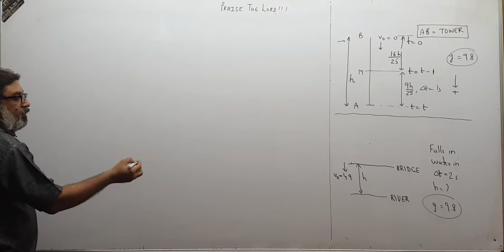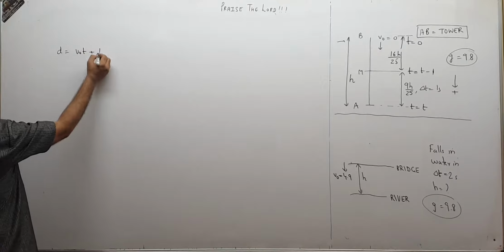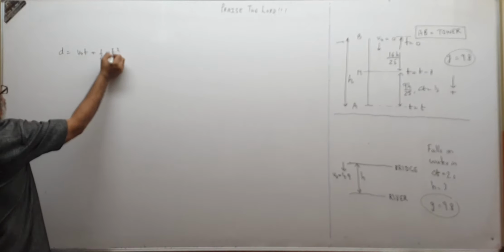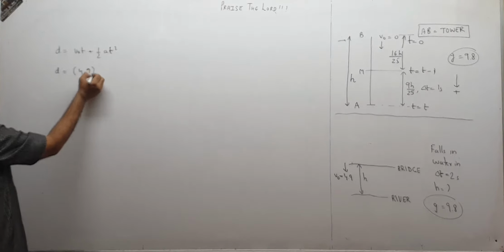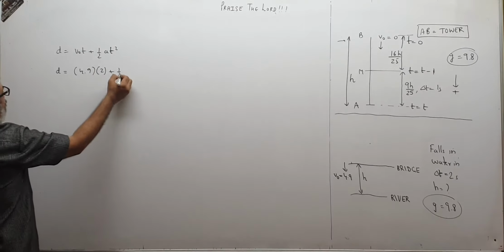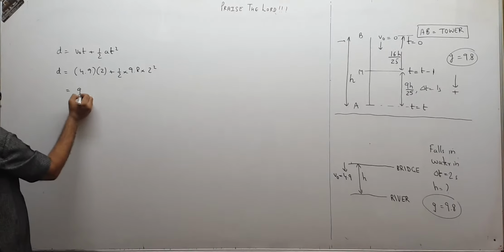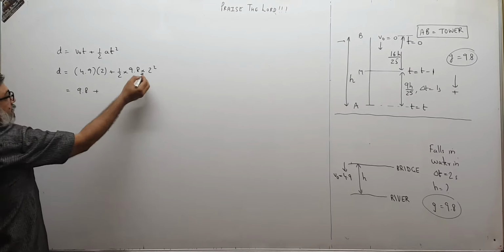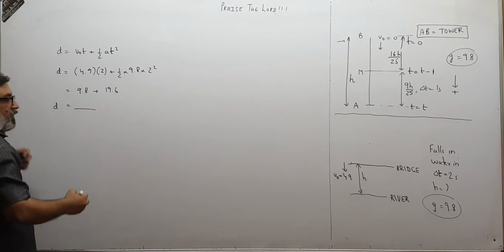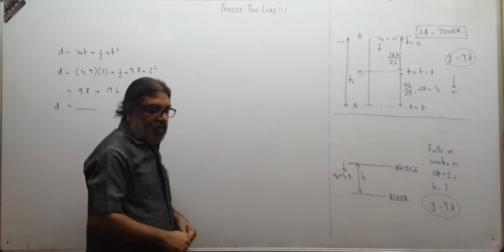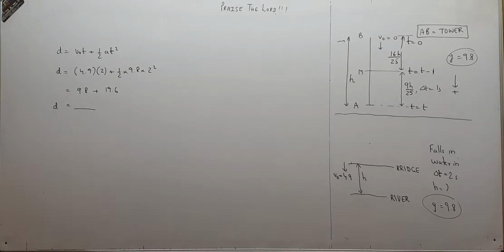So we take downward direction positive and use the formula d equal to v0 t plus half a t square. Displacement will become equal to v0 means how much? 4.9 into 2 plus half into 9.8 into 2 square. That will be 9.8 plus 19.6. That will be whatever. So this is the height of the bridge over the river. So easy. Please pause and copy, children.